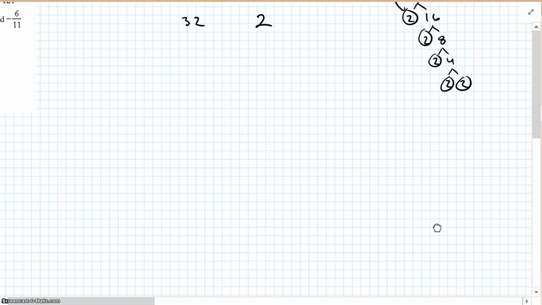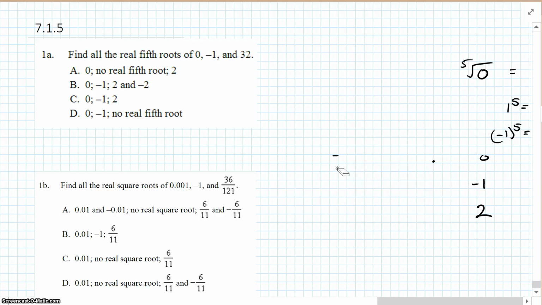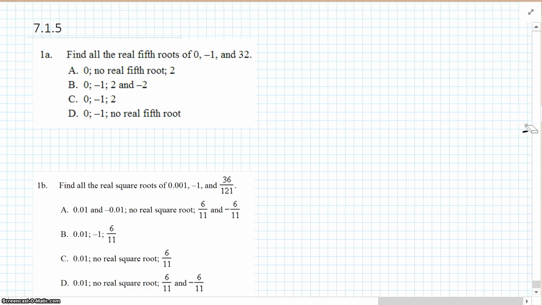Simple enough? Alright, let's look. Find the fifth roots of 0, negative 1, and 32. Okay. Well, the fifth root of 0 is going to be 0. The fifth root of negative 1 would be negative 1. The fifth root of 32, well, let's just do the math. You can plug it in your calculator, but let's prime factor it. So that would be 2 times 16, that would be 2 times 8, that would be 2 times 4, that would be 2 times 2.